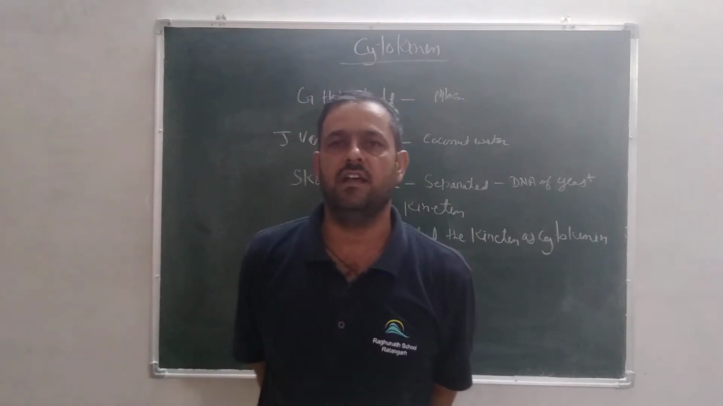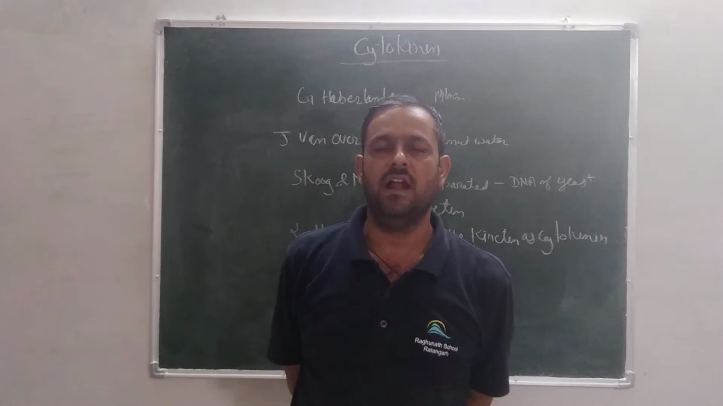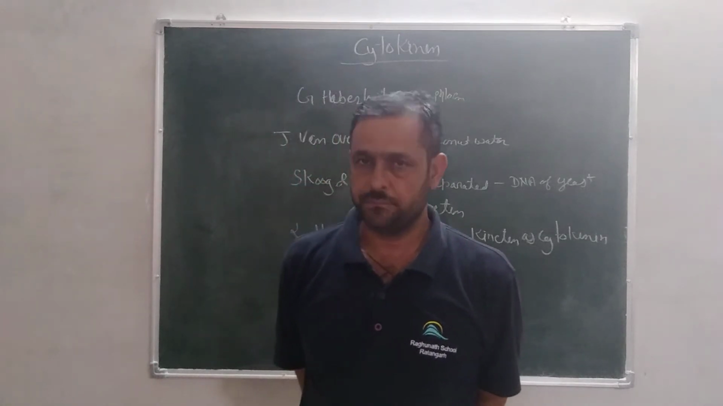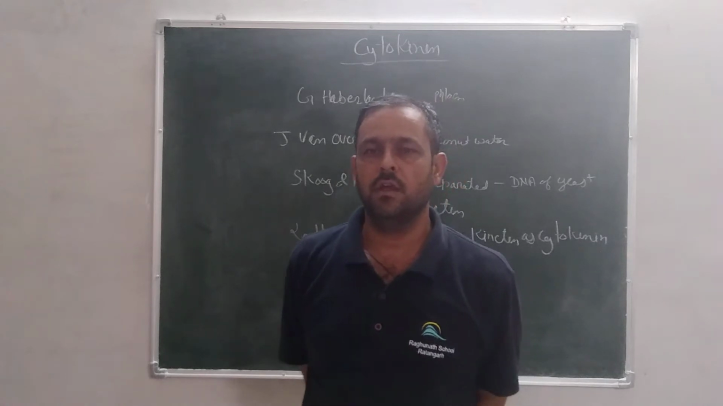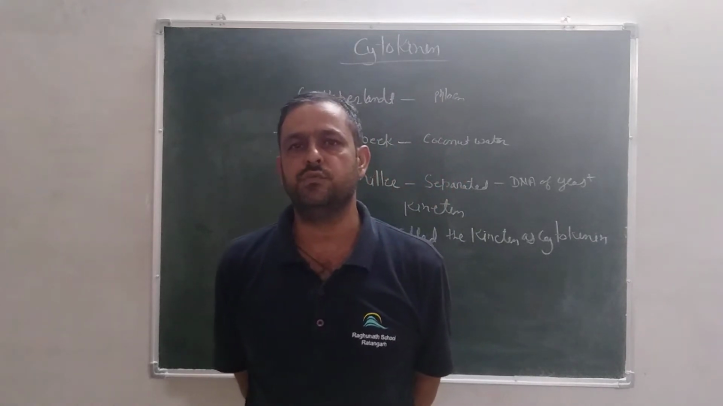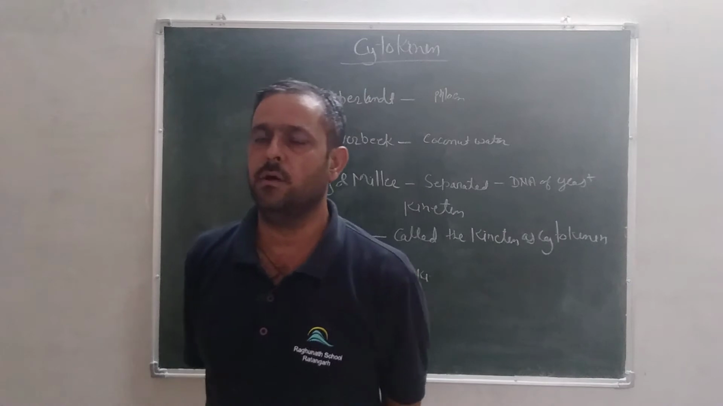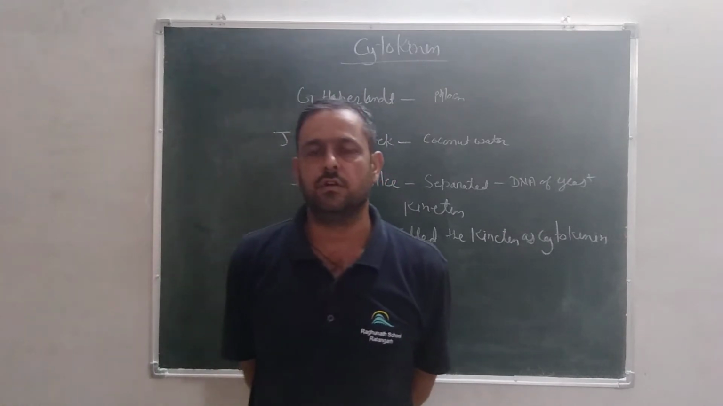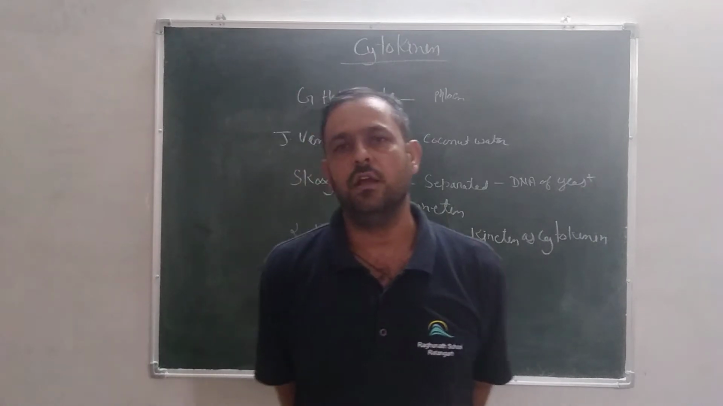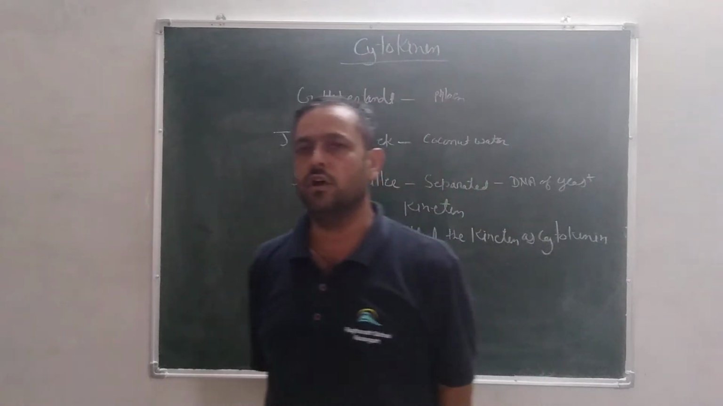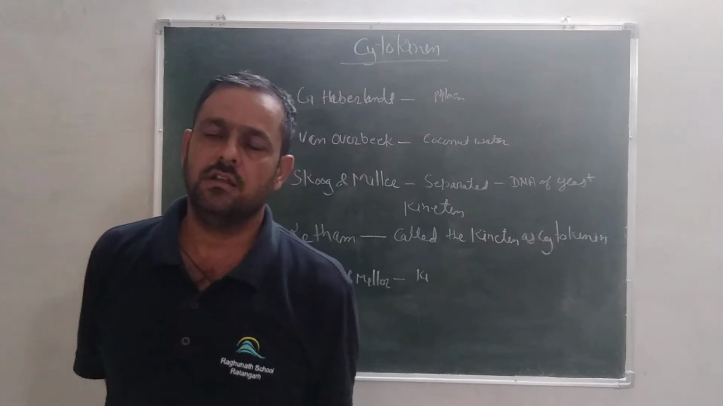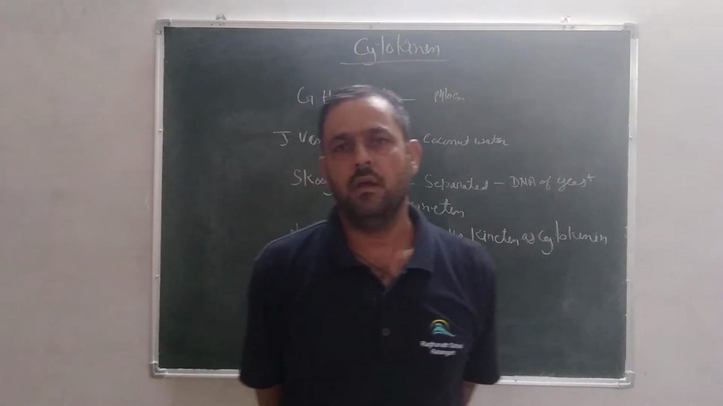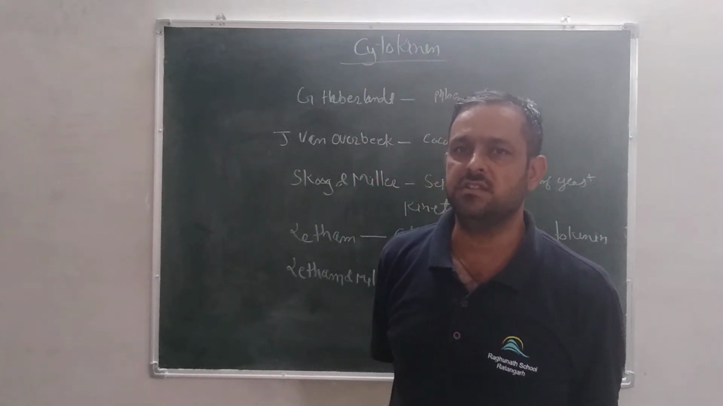We are studying chapter number 13, Plant Growth, in which we study growth and the factors affecting growth. Among them, one factor is phytohormone or plant hormone, which we divide into two parts: first, growth promoters, and second, growth inhibitors. In growth promoters, we study auxin, gibberellin, cytokinin and ethylene. Among them, auxin and gibberellin we studied earlier.